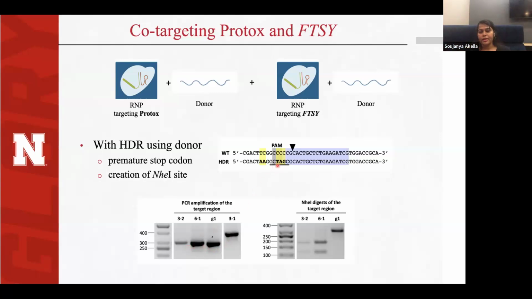But the neat thing about this method is, since we introduced a restriction enzyme site, you can take the DNA from these PCRs, add the restriction enzyme to it and run it on a gel. If it used the donor and incorporated these changes, what will happen? Your DNA will get cleaved nicely.